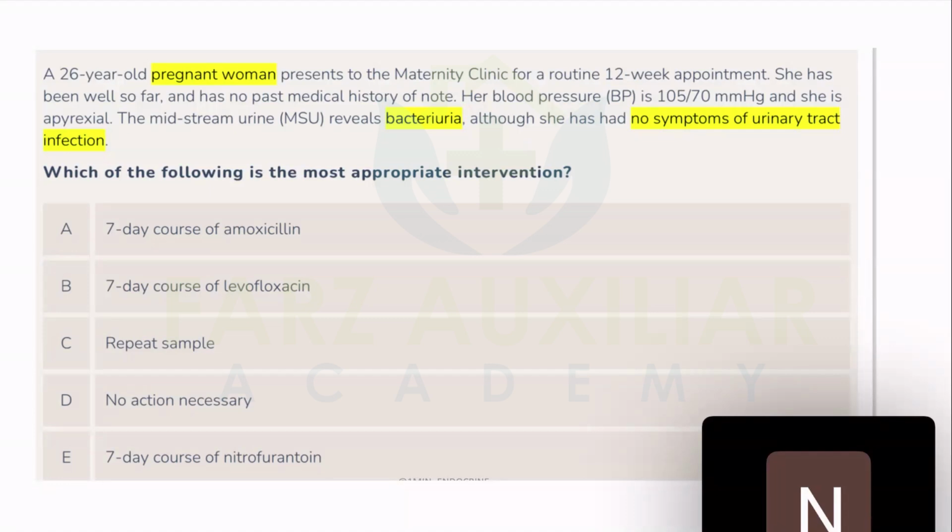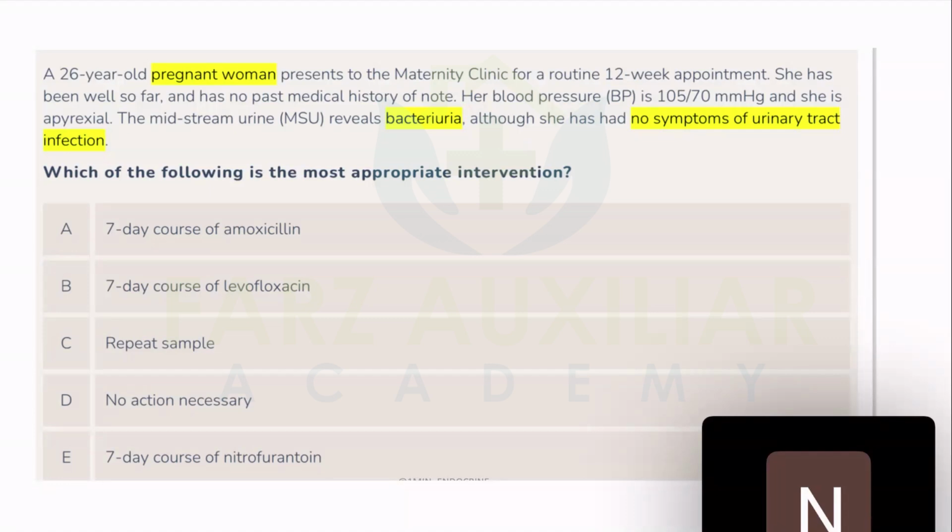Asymptomatic bacteriuria can reduce the fetal growth. It can cause preterm birth, and it can cause abortions. So asymptomatic bacteriuria in early pregnancy has to be treated, and the drug of choice is a 7-day course of nitrofurantoin.